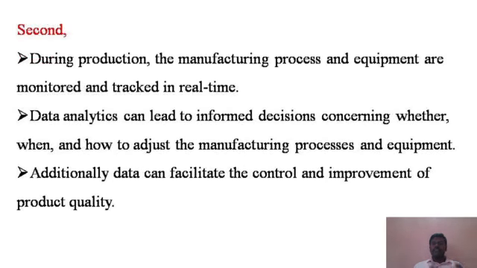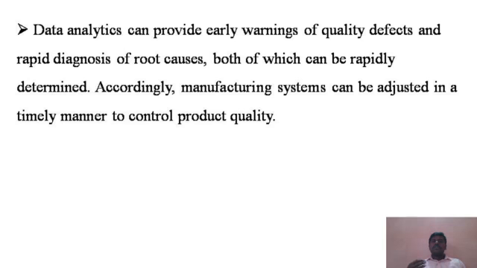Secondly, in the design phase we can estimate and design as per customer demand, collected through exact platforms through the management information system. The second stage is during production. The manufacturing process and equipment are monitored on working conditions and tracked in real time. This can lead to informed decisions concerning whether, when, and how to adjust the manufacturing process and operations and equipment. Additionally, this data facilitates control and improvement of product quality. It also predicts warnings of quality defects and allows rapid diagnosis of the root cause of a problem, both of which can be rapidly determined. According to this, manufacturing systems can be adjusted in a timely manner to control product quality.